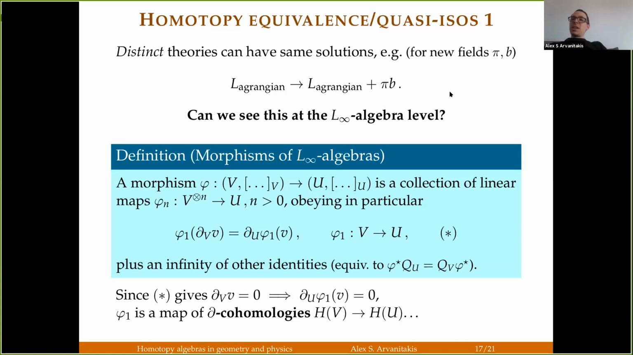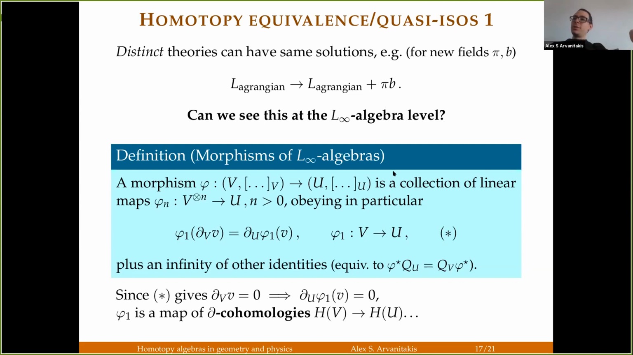Now, this has the same solution space as the original Lagrangian because the pi equation of motion will set b to 0, and the b equation of motion will set pi to 0. If you like the BV formalism, these come in as trivial pairs. So the question is, how can we see this at the level of L-infinity algebras? This is something that L-infinity algebras are very good at. So you can have criteria that tell you when distinct theories have the same solutions without having to integrate things out explicitly, as for this example.